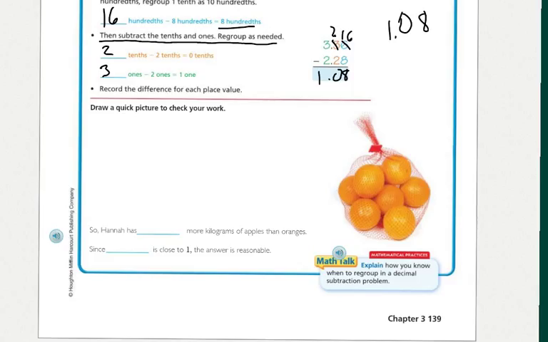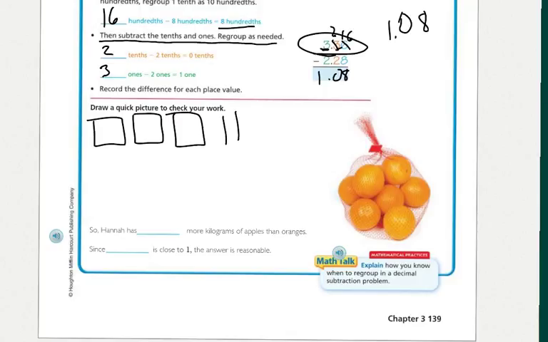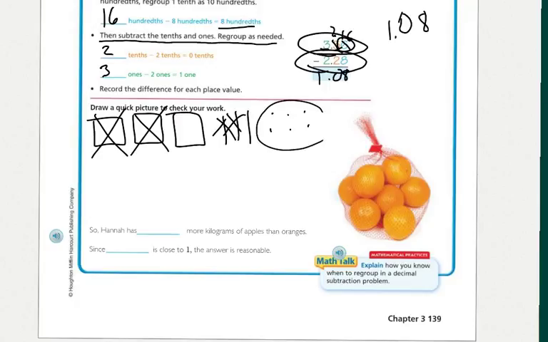Now it asks me to draw a quick picture to check my work. So I'm going to take this large number, and again, the wholes is going to be 3, right? My flats are going to represent the 3, and then I have 3 tenths, 1, 2, 3, and I have 6 hundredths, 1, 2, 3, 4, 5, 6 hundredths. And I'm taking away 2 and 28 hundredths. Well, I can take away the 2 pretty easily. There's 1 and there's 2. I can take away the 2 tenths, so there's those. But I can't take away 8 from here.